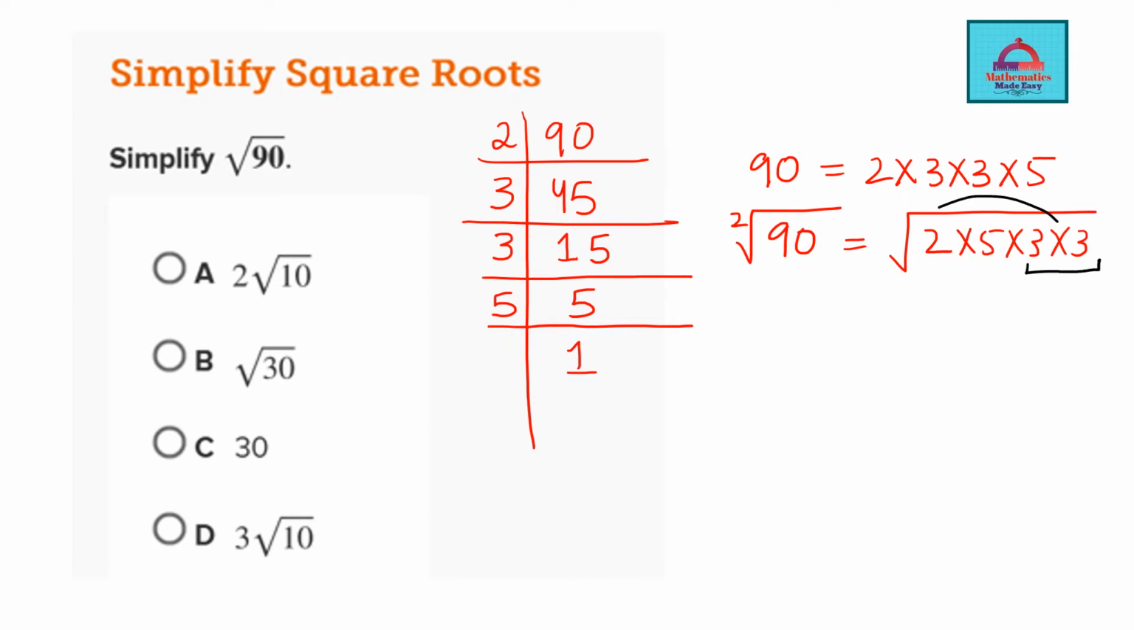So I know this will come out of the radical, whereas 2 and 3 will be inside. So inside it is 10, outside the 3 goes, so 3 square root of 10. So definitely your answer is D. This is how you reduce the number of steps and save time while solving a question.